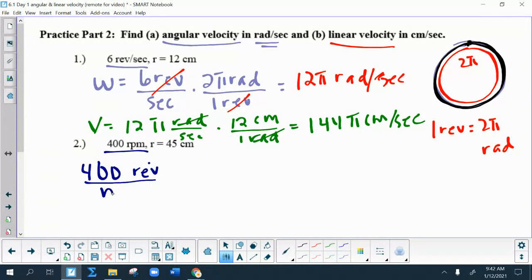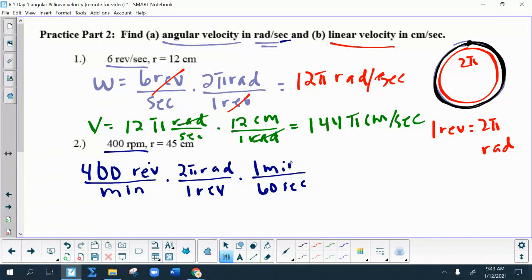We have revolutions per minute. That's what RPM stands for. So I'm going to rewrite it like that. I want to get rid of the revolutions, and I also want to get rid of the minutes and turn it into seconds. So I'm going to remember that there's 2 pi radians for every 1 revolution. And of course, you need to remember that there are 60 seconds in every minute.